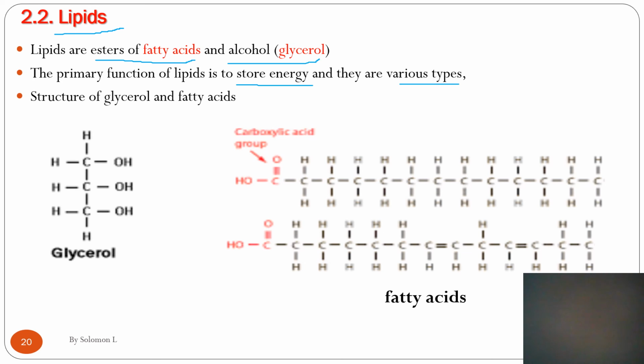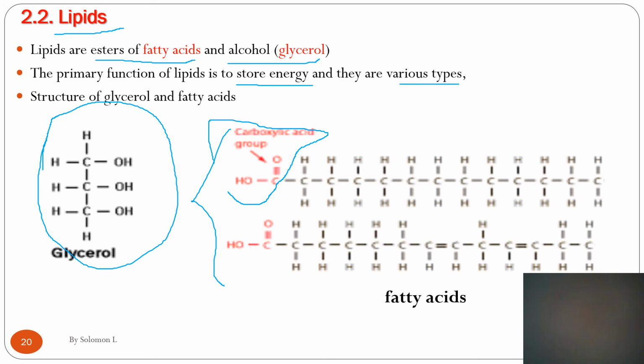These are the structures of glycerol and fatty acids. This is glycerol, which is made up of 3 carbon atoms that are bonded with OH groups and hydrogen atoms. Whereas these are structures of fatty acids. Mainly fatty acids have 2 different parts. The first part is the carboxylic acid group, which is the functional group of fatty acids, and the other part is the hydrocarbon chain. This is the hydrocarbon chain of fatty acids. Therefore, any fatty acid has 2 main parts: the carboxylic acid group part as well as the hydrocarbon chain part.